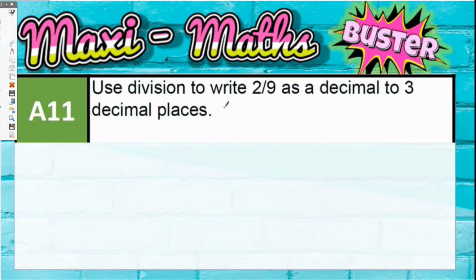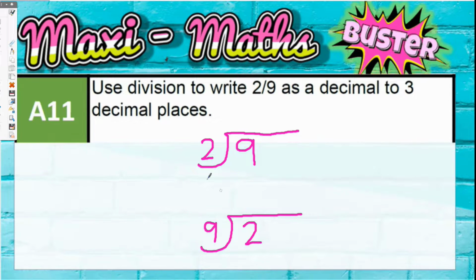Question 11. Use division to write 2/9 as a decimal to 3 decimal places. So, it's a bus stop method. Some people always get this the wrong way around, so we'll do both the right way and the wrong way. Is it going to be 2s into 9, or is it going to be 9s into 2? Let's look at both possible methods and decide which one's right or wrong.